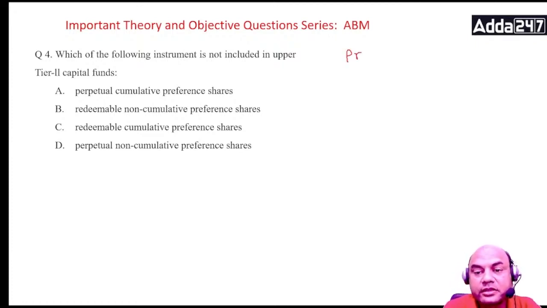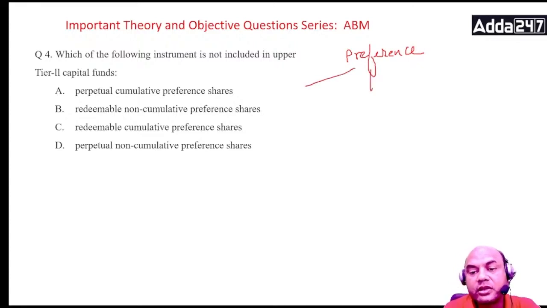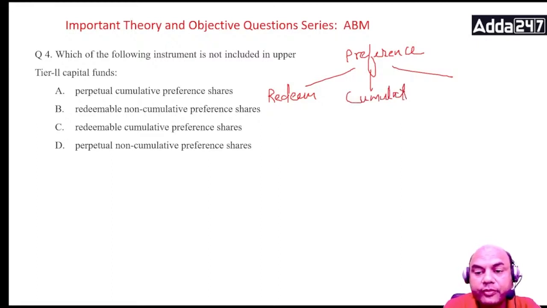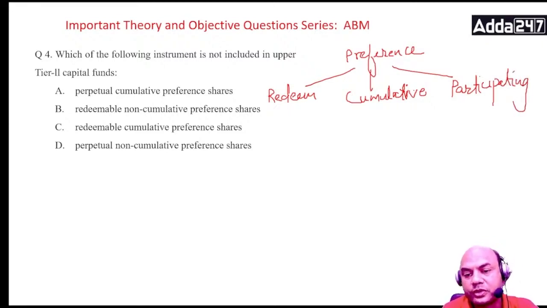Preference shares, right? What were the 3 qualities of preference shares? Anyone remembers? One was redeemable, right? Second one was cumulative. Redeemable, cumulative, and third one was participating, right? Participating. What are these three qualities? Here, participating is of not much use, but these two are useful.